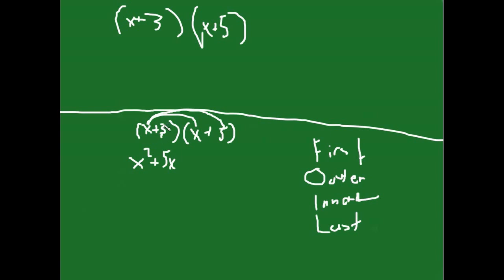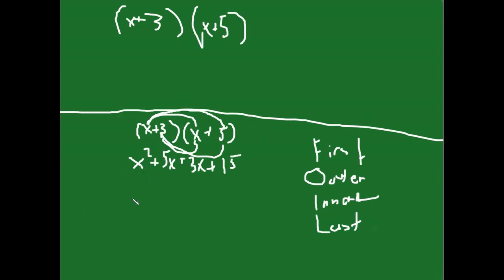And then now we're going to the inner one, which is the 3. You're going to take this 3 and multiply it by the x right here. And what do you get when you get 3 times x? Well, you get 3x. And then now you want to multiply the last with the last one. That's going to be 3 times 5, which is 15.